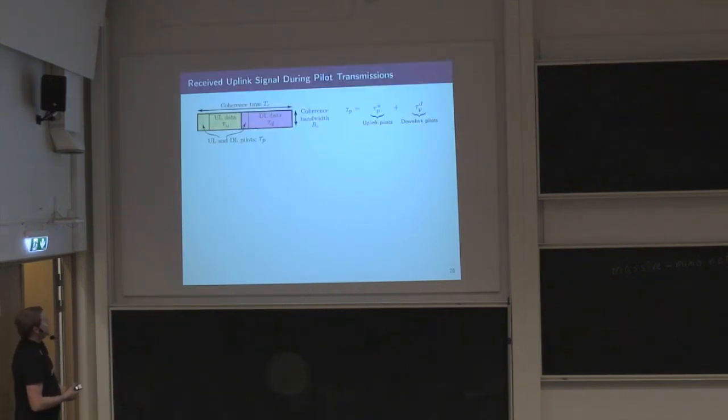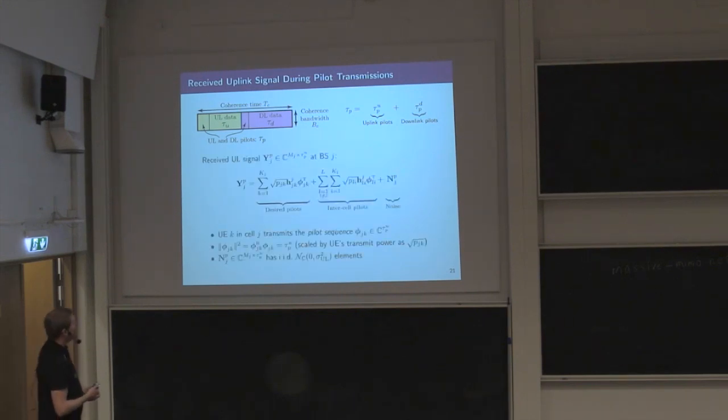So in the uplink for channel estimation, remember that we described the coherence block like this. I have uplink data, downlink data, then I have uplink and downlink pilots. And we will only focus on the uplink pilots part. This total pool of pilots, tau p, is divided into tau p u for uplink and tau p d for downlink, in case you use that one. So tau p u is what I'm going to use for the uplink case here.